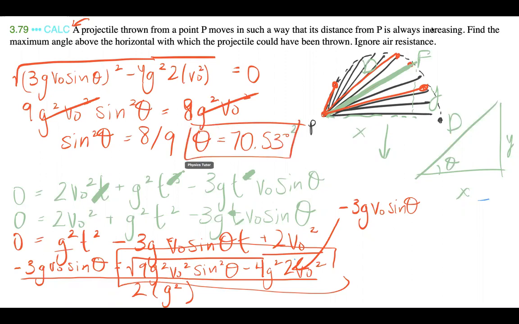Okay, so what is this angle? This is the maximum angle above the horizontal for which the projectile could have been thrown if we always want the distance to be increasing from p at every point in time in the future. Okay, so that's our solution, 70.53 degrees. This was a little bit of a tricky problem, but here we have the solution.